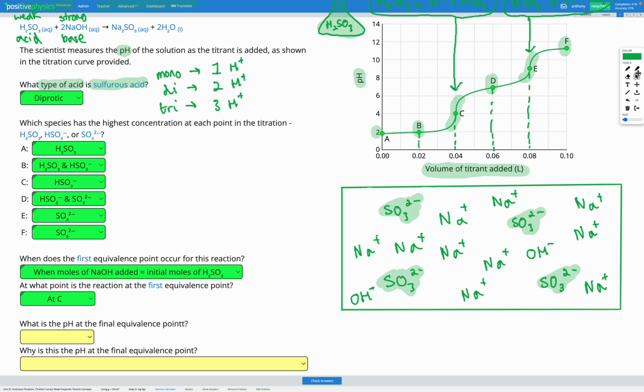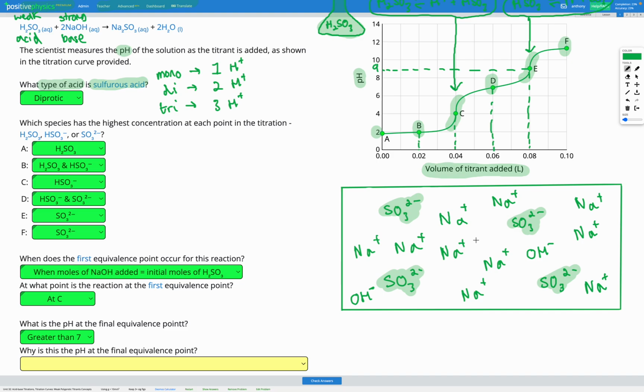Finally, we're asked, what is the pH at the final equivalence point? So here's our final equivalence point E, and our pH at that moment is 9. So it's greater than 7. Why is the pH greater than 7 at this point? Well, at this point, all of our acid that we had initially has completely reacted. It's gone through both stages of having the H+ removed so that it forms the SO3 2- ions and H2O.